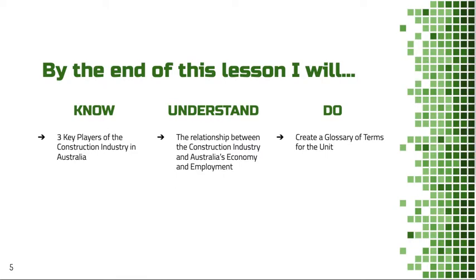So we get started with what we're going to know, understand, and do by the end of this lesson. So the first thing, we are going to know the three key players in the construction industry in Australia. We're going to understand the relationship of the construction industry to Australia's economy and employment levels, as well as the environment. And we are going to do, at the end of the lesson, you're going to create a glossary of terms for this unit.